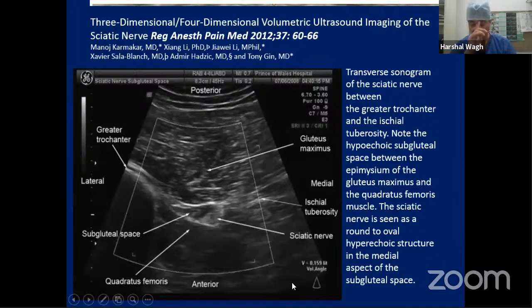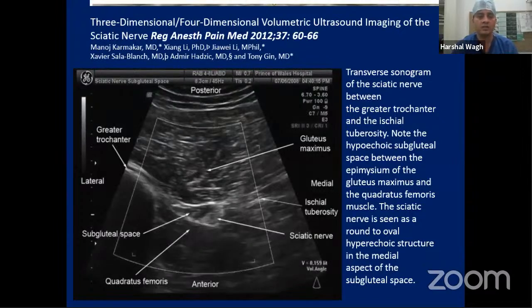I'm going to come to a few of these publications by Dr. Manoj Karmakar and his group. That is going to give us a little insight, and it has helped us immensely to understand the structures and the subgluteal space, which they have described quite beautifully in their publications.